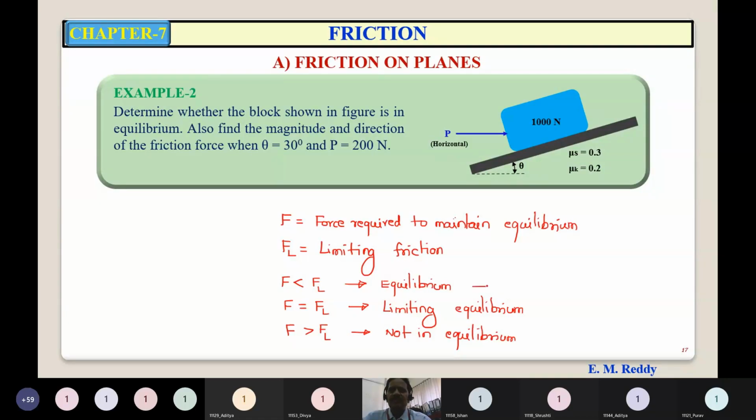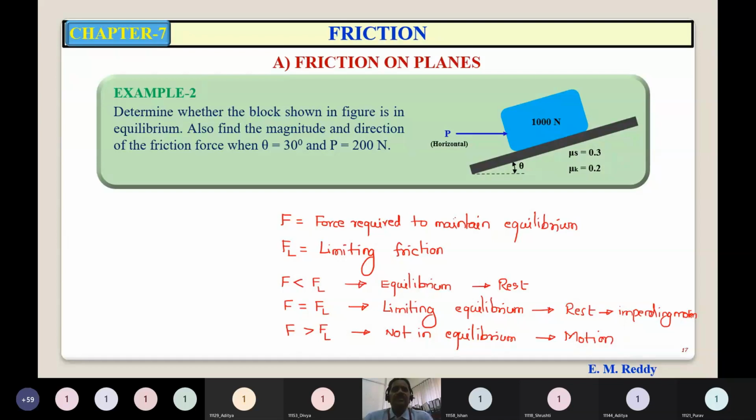Here, body is in equilibrium means it is at rest. Limiting equilibrium means it is also at rest, but on the verge of motion. So, impending motion, about to move but not moving. So it is the limiting condition of equilibrium. And if F is greater than FL, that means the body is in motion, so it is not in equilibrium.